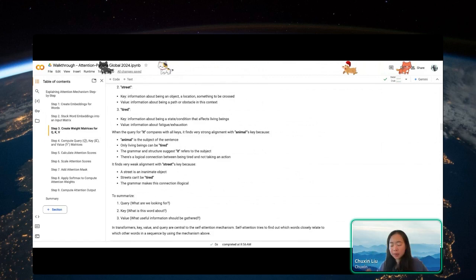Okay, so to recap, we have three very important components in the transformer's attention mechanism. The first one is the query. Query is what we're looking for, and it will look at all other words. Key is what is this word about? And then value is what is the useful information that should be gathered in the context of this sentence.